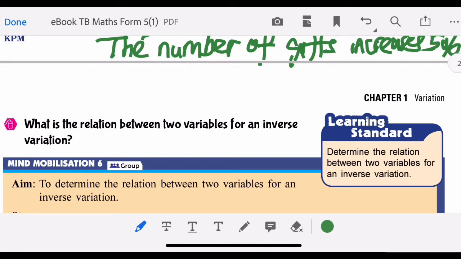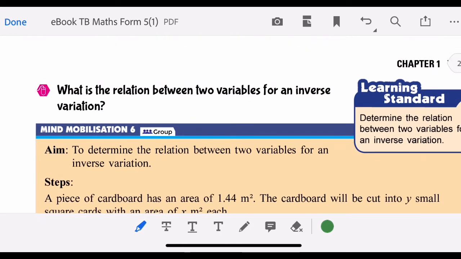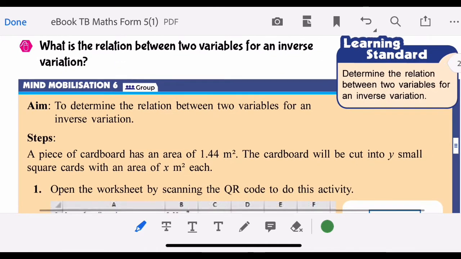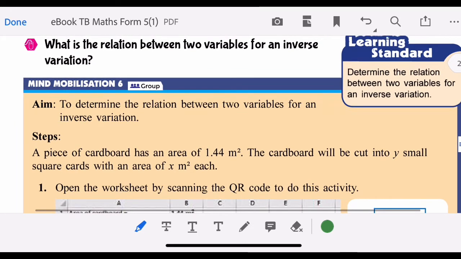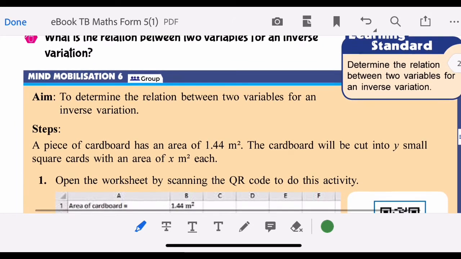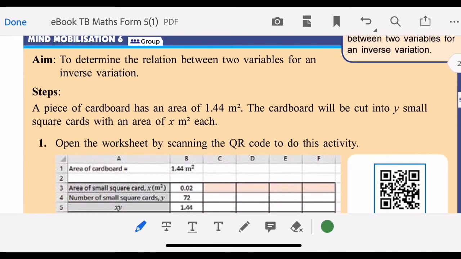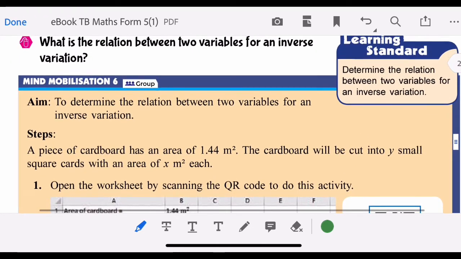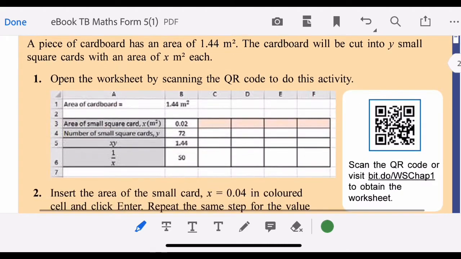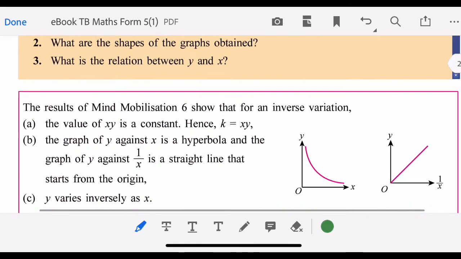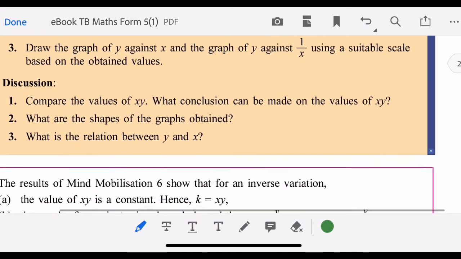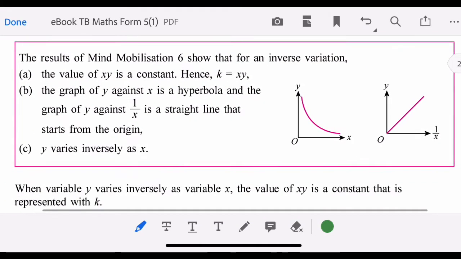Alright, so we have discussed the example of the inverse variation. We also discussed exercise 1.2a. Now, what is the relation between the two variables for an inverse variation? So now we want to figure out the relation between the two variables of an inverse variation. Okay, so now let's discuss this one.